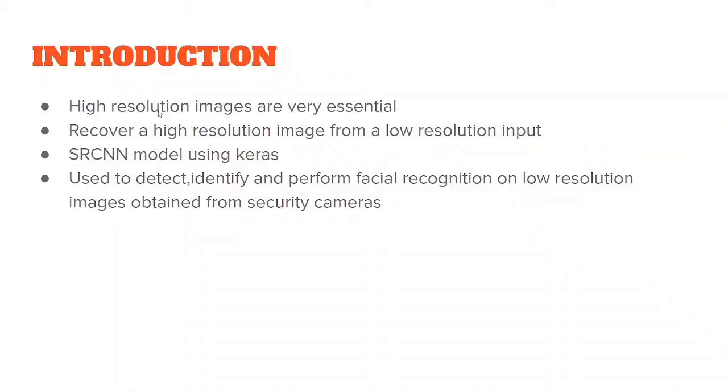The high resolution images are very essential, and the main aim of the project is to recover a high resolution image from a low resolution input. To build this, an SRCNN model is implemented, and this model is built using the Keras library. The use of this model is to detect, identify, and perform facial recognition on low resolution images obtained from security cameras.